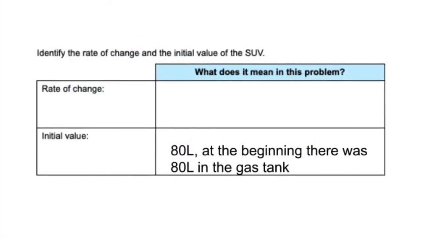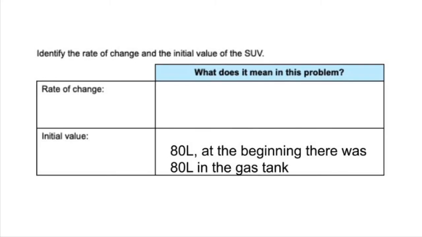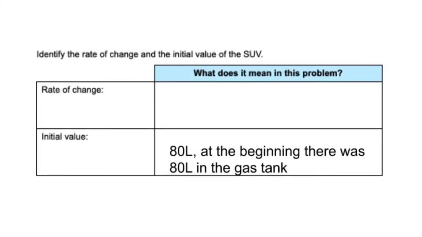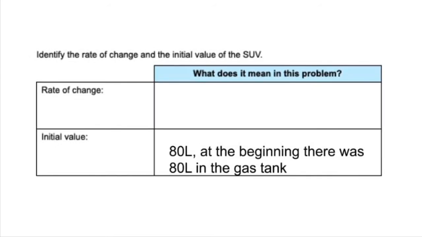So we can fill out the chart for initial value. We can write down that the initial value is 80 liters. At the beginning, there was 80 liters in the gas tank. And don't get confused, don't say $80, because our second column is not dollars, our second column is liters. So that means it starts at 80 liters.